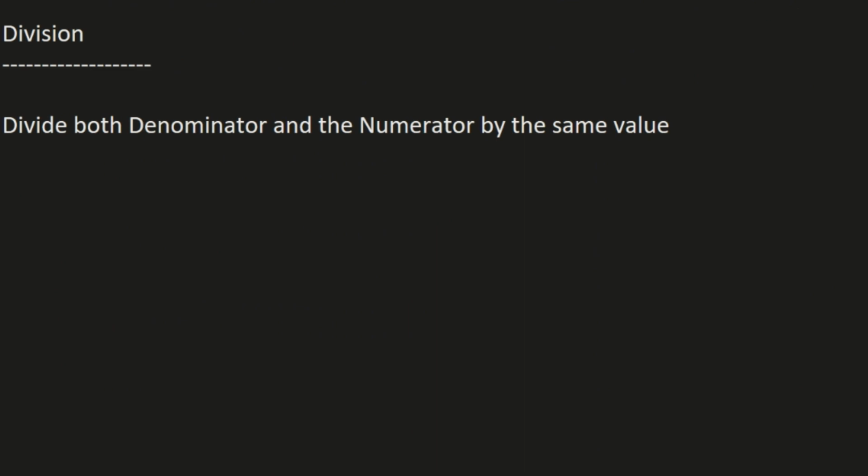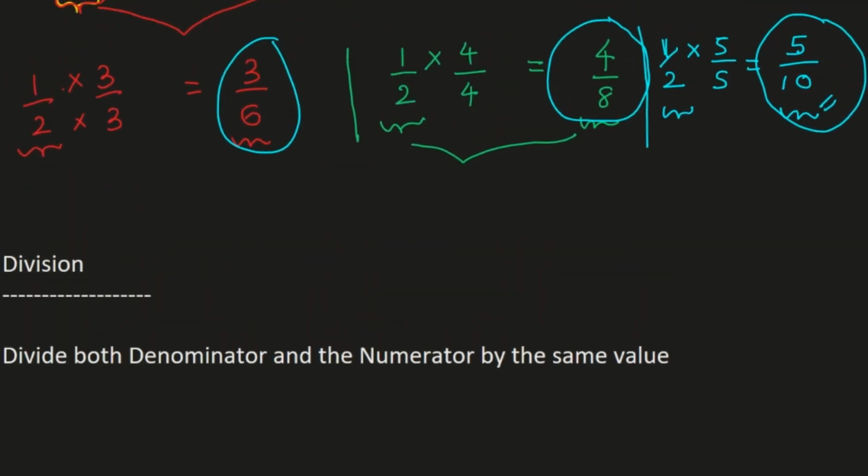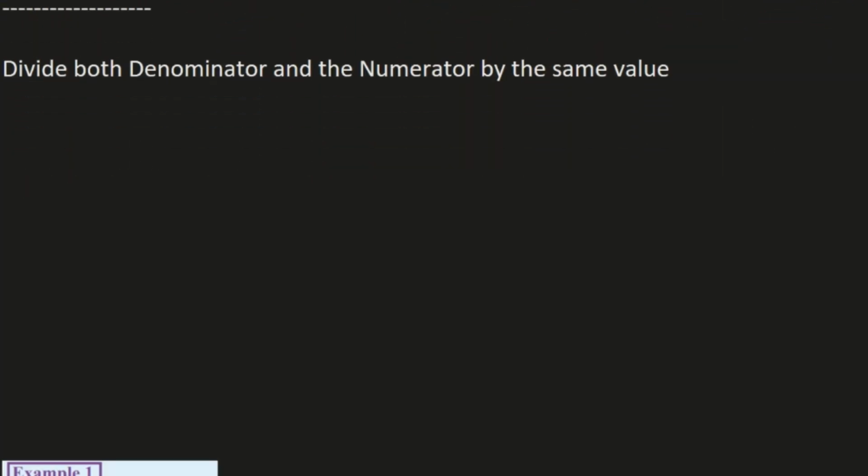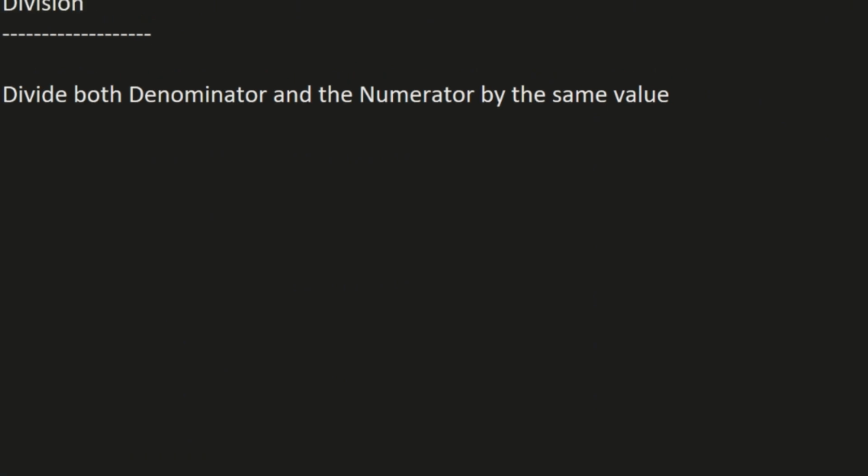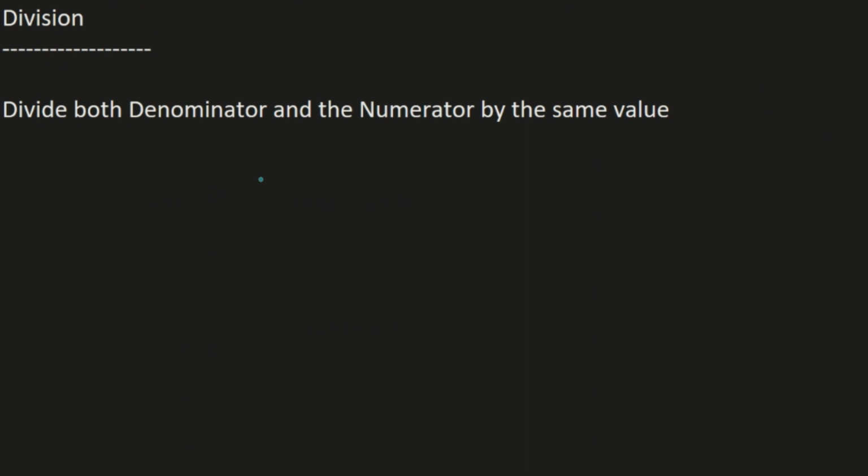Divide both the denominator and the numerator by the same value. Now let's take a fraction we had done here, for example 3 upon 6. What I am doing here is dividing both the numerator and the denominator by the same value. Here, for example, I am dividing both by 3. So what happens? 3 divided by 3, what's the value? It's 1.